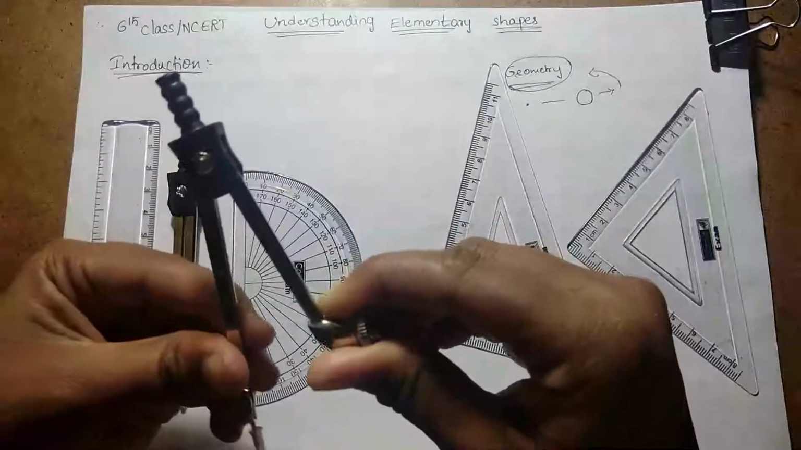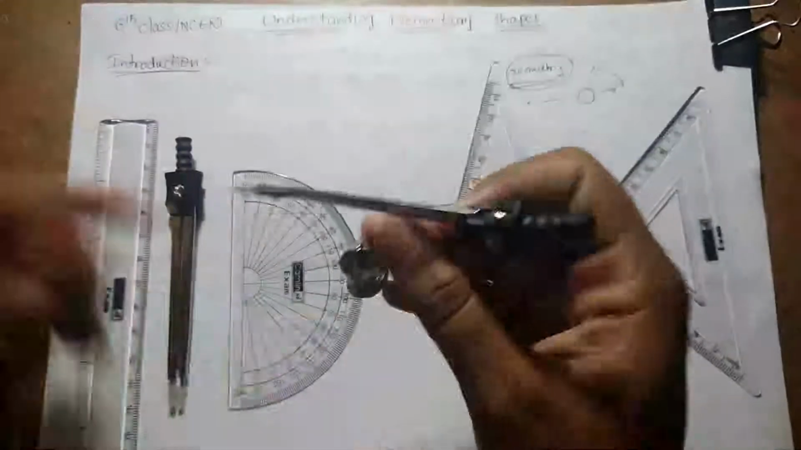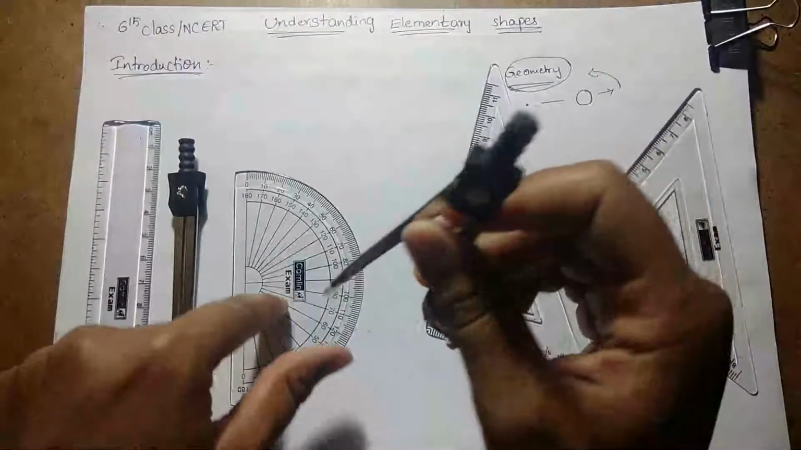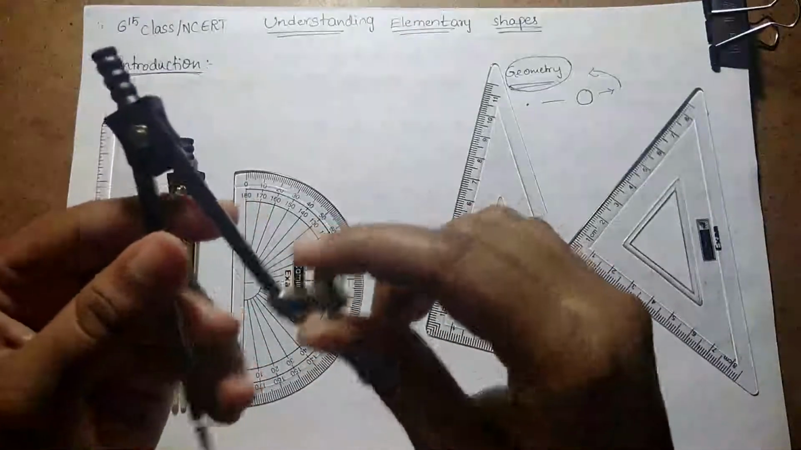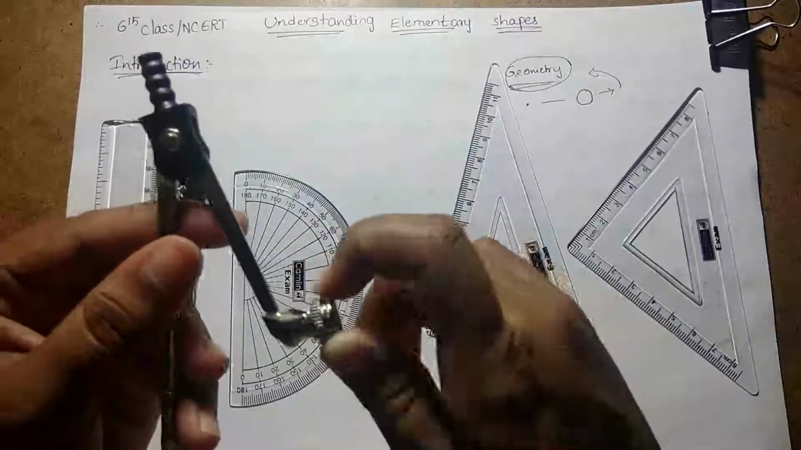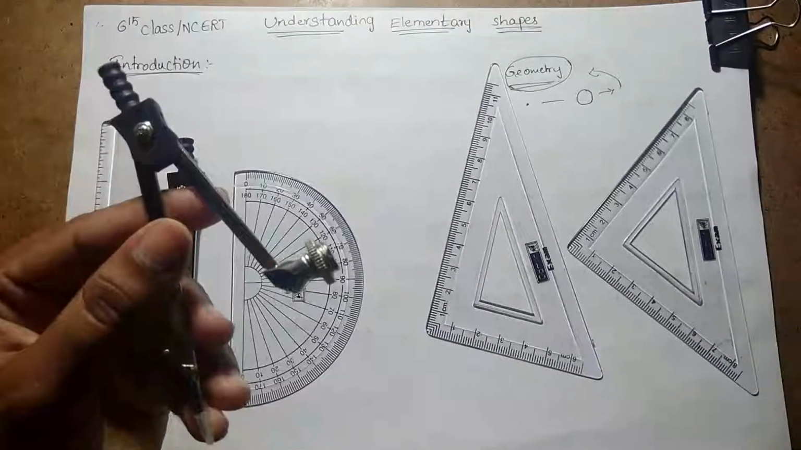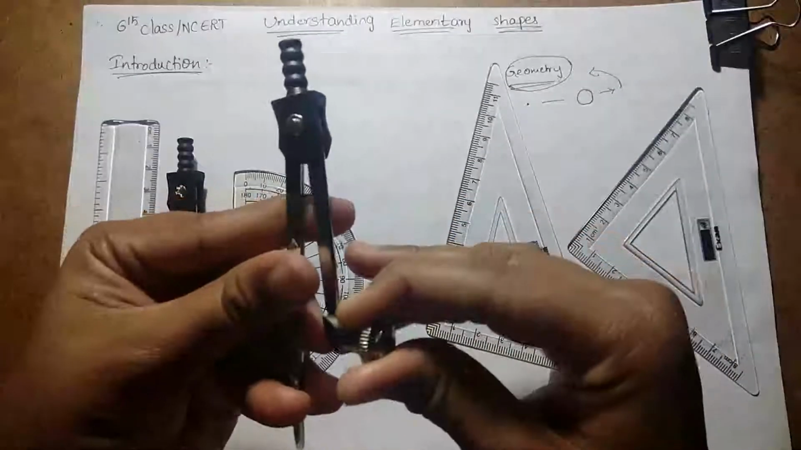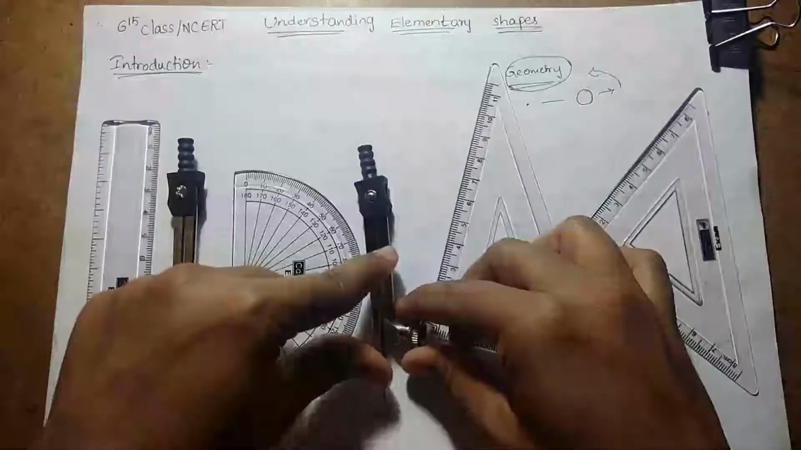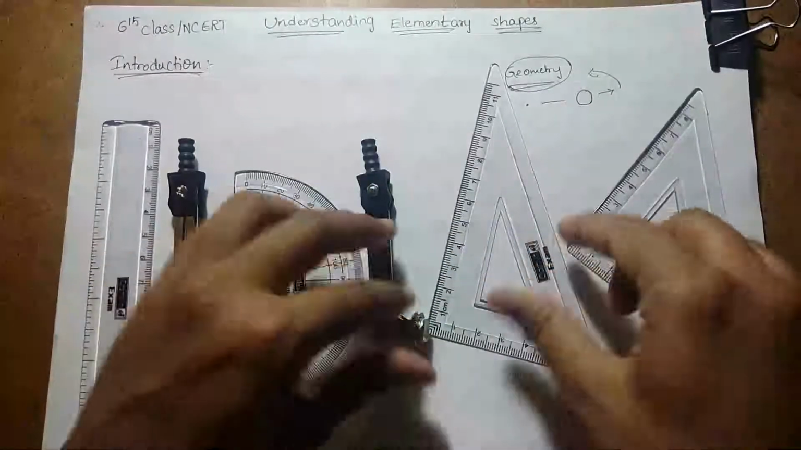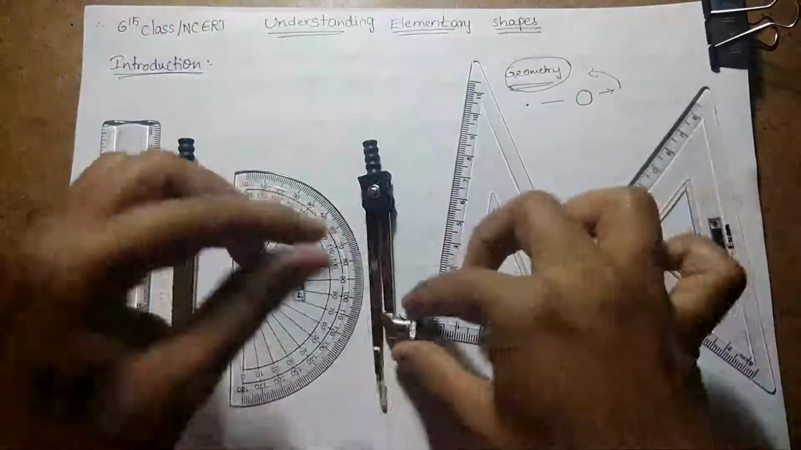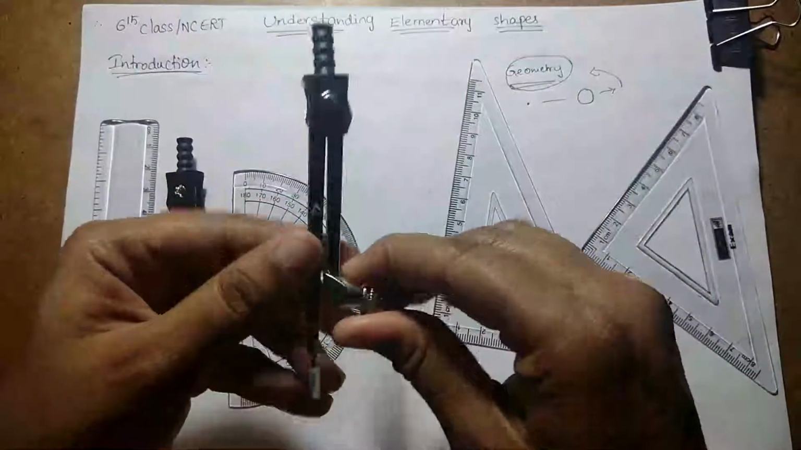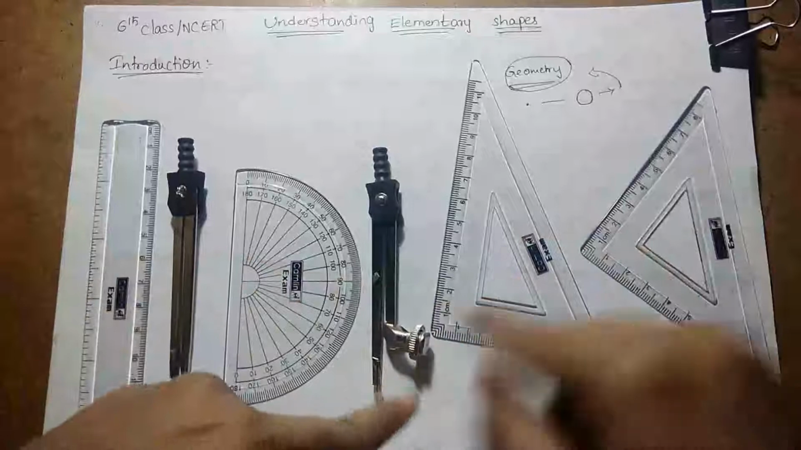And this is the compass. If you are measuring an angle with a protractor, we have to draw that angle, which makes some side, right? That side is drawn by the compass. The compass is also used for measuring lines or line segments, and is mostly used for making arcs.